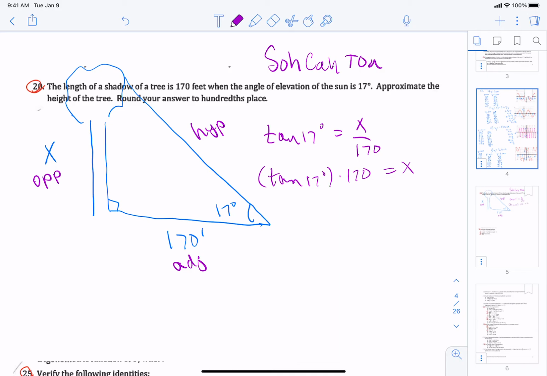Now, see how it says approximate to the nearest hundredth. That tells you, at this point we're going to need a calculator. This isn't something we can do with the unit circle. And so you're just going to do the tangent of 17, make sure your calculator is in degree mode, and then you're going to multiply that times 170. We're going to round it to the nearest hundredth. So that would be 593.97 feet. Okay, so that is number 20. Okay, any questions about that one?